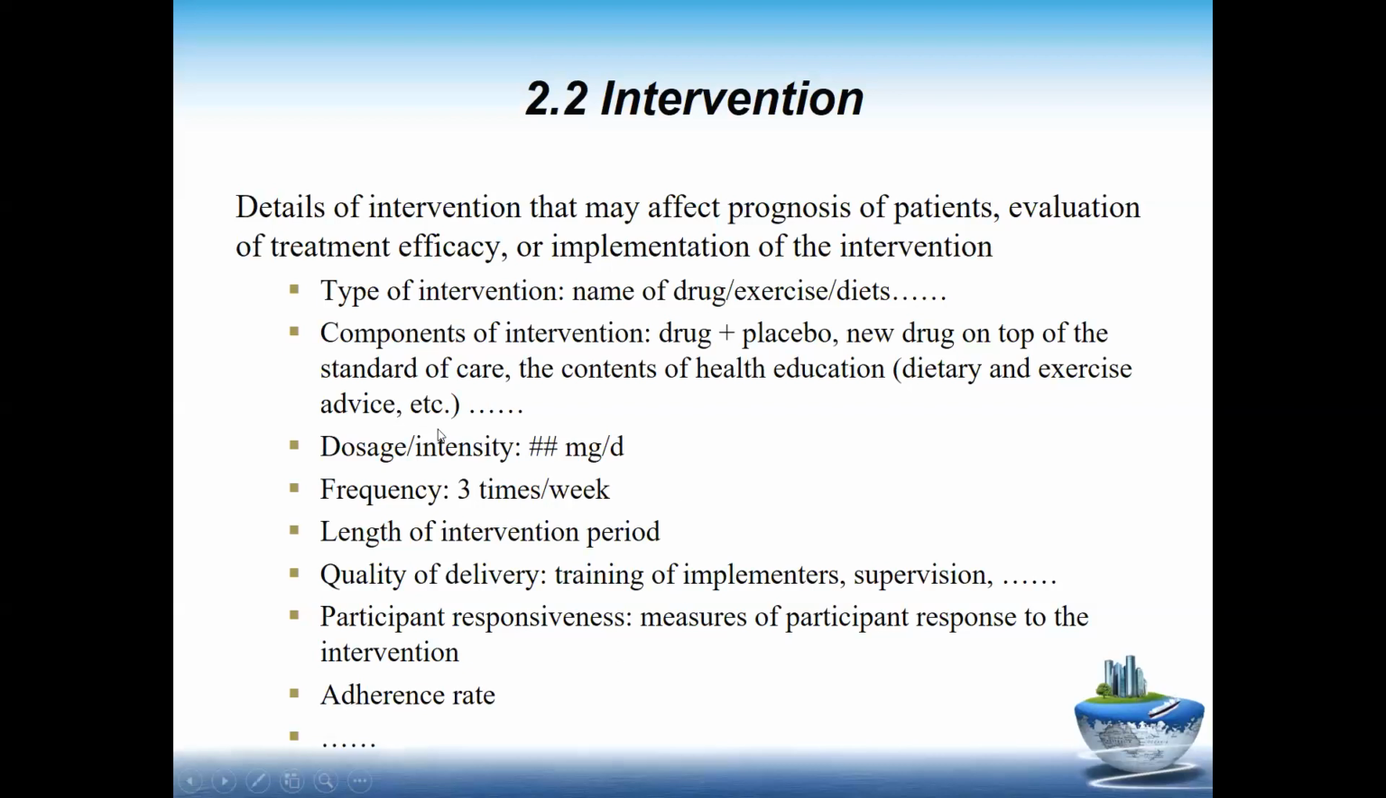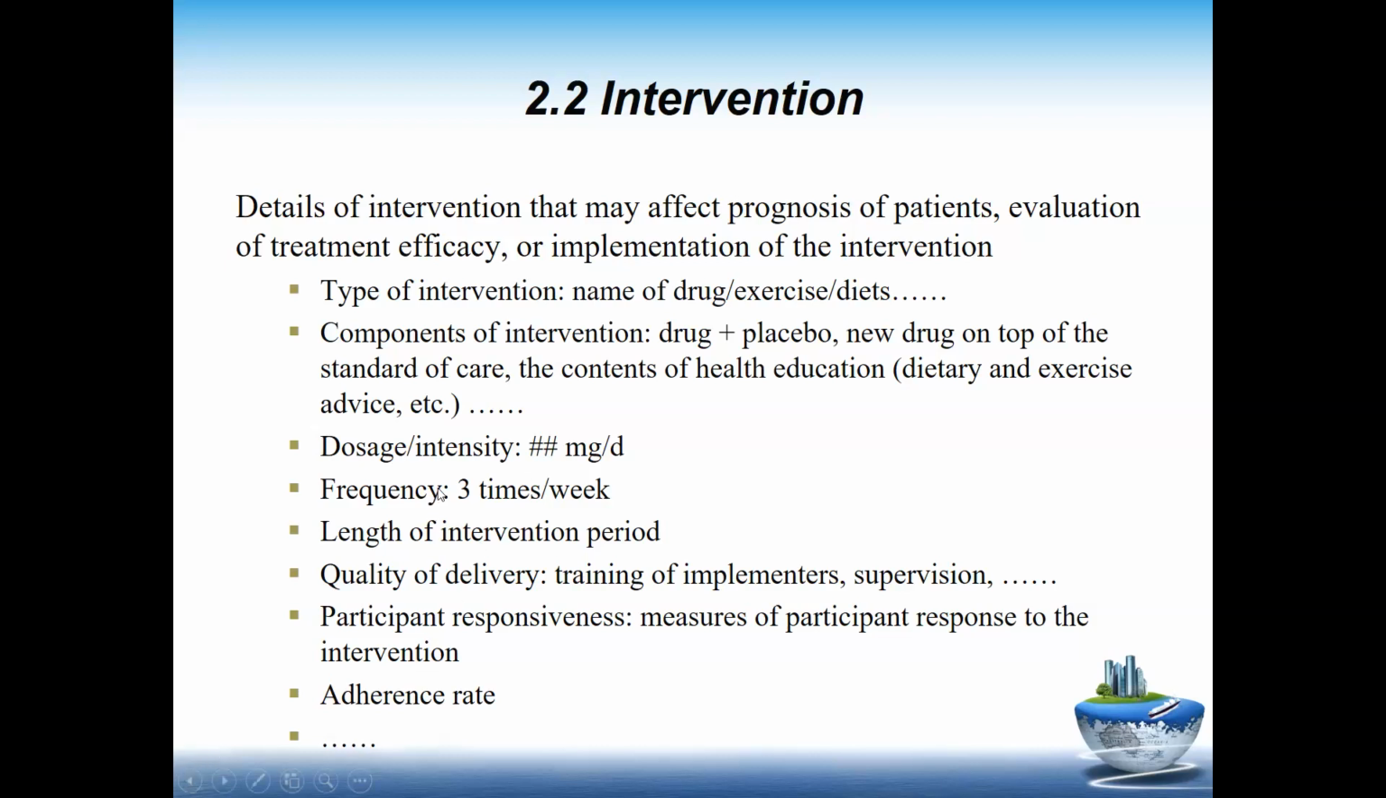And so for drugs or exercises, you will need to write down the dosage and intensity as well. The dosage, for example, 50 milligrams per day, right? And intensity, for example, if you're talking about exercise, then what is the target of exercise? You want to achieve a target heart rate of like 100 per minute or 120 per minute. So that's the target, right? And that's an indicator of the intensity of the exercise, okay?